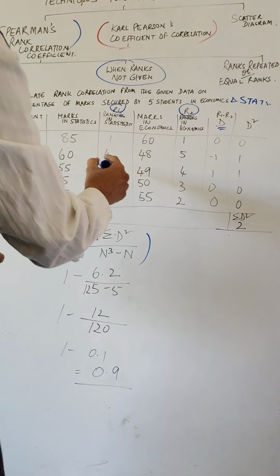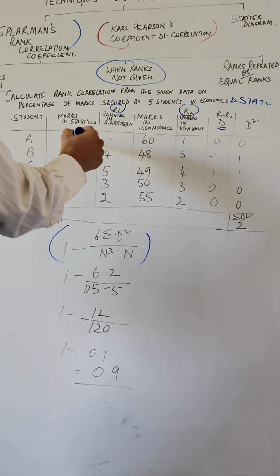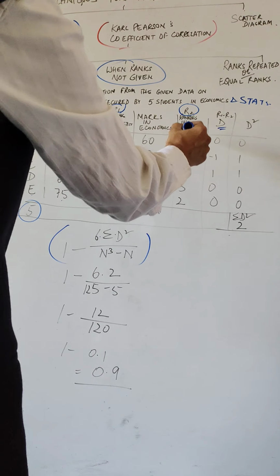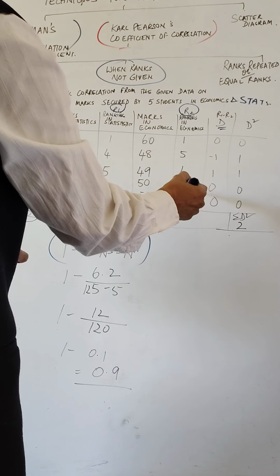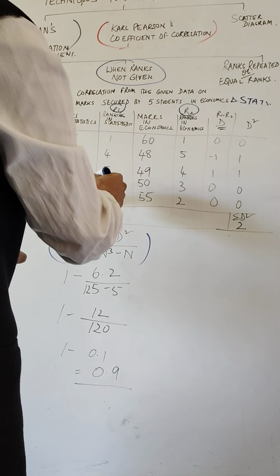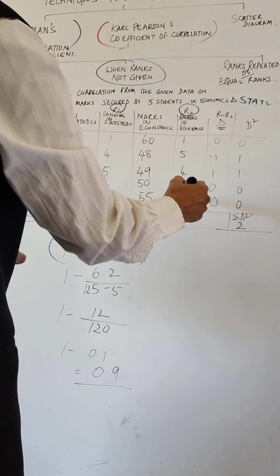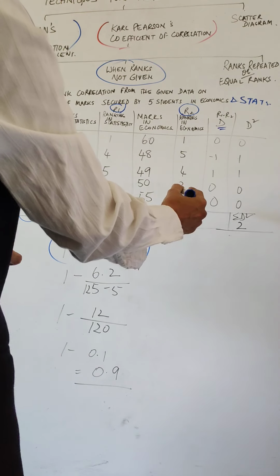Another thing: if we have marked the ranks from the highest to the lowest, make sure that you do the same in the next set of variables. It should not be that you've ranked from highest marks to the lowest in one, and in the next you rank from the lowest to the highest. Whatever you're following, however you want to rank it, be consistent.